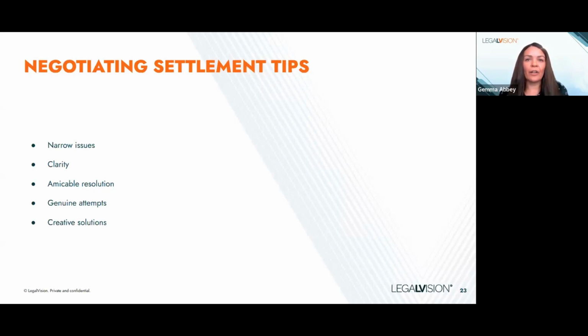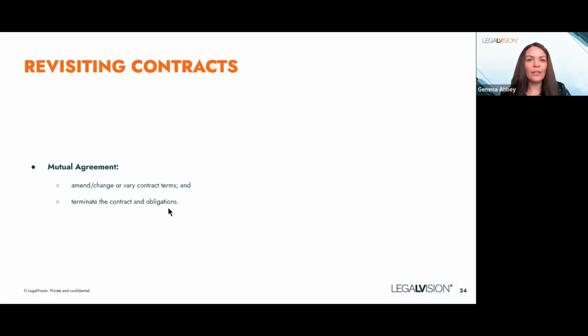You should be clear on exactly what the dispute is about. Again, focus on the facts and circumstances relevant to the dispute. Try to rectify any misunderstanding amicably. Be prepared to make genuine attempts to resolve the dispute and compromise. And consider creative solutions to preserve the relationship or the overall purpose of the contract. So in terms of this, you probably want to revisit the contract.